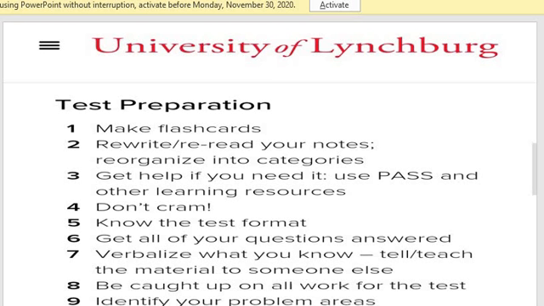And next is use past and other learning resources. These are the things that you can do while you are in university. These are the things that we have already discussed in the class, that I will surely provide you the material, as I have always done and I have done that already.